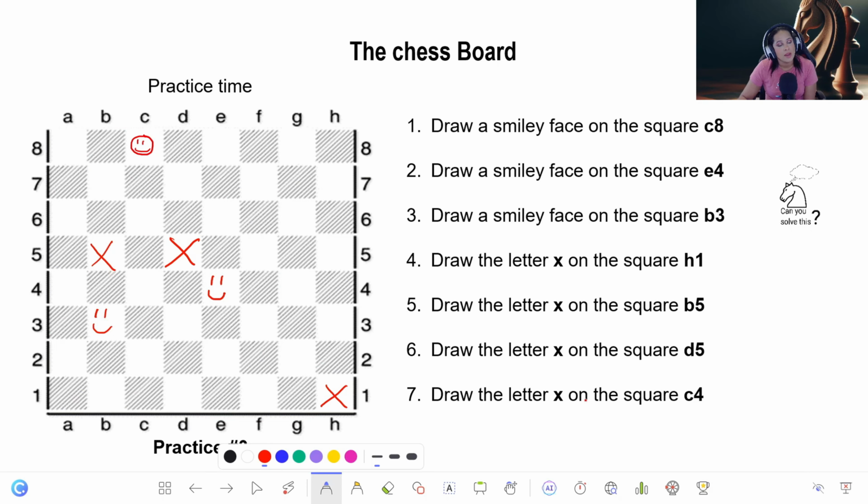And the last one is the letter X as well, but on the square C4. Let's go for C and go up to 4 and draw our X here. Good. So that will be it.